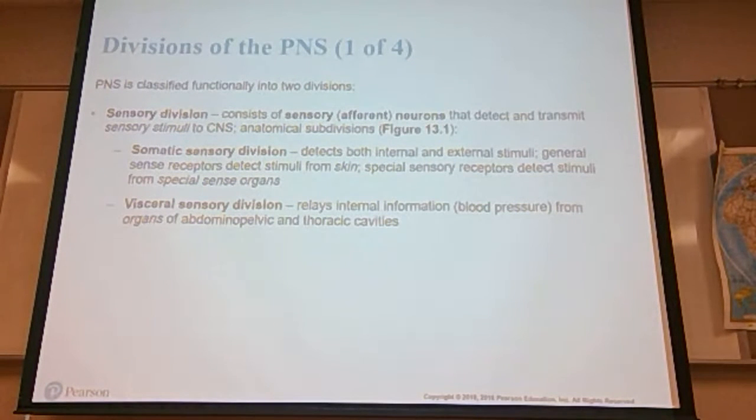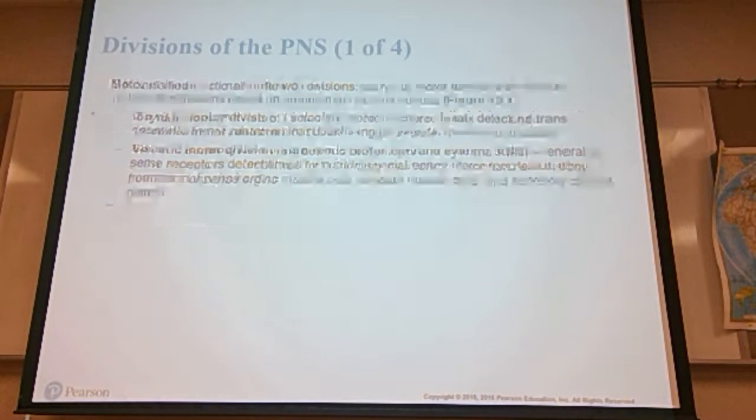So the somatosensory division detects both internal and external stimuli. General sense receptors detect stimuli from the skin. Special sense receptors detect stimuli from the special sense organs. Again, we talked about those special sense organs in the last chapter: taste, smell, sight, hearing, those things. Visceral sensory division relays information internally, such as blood pressure, from the organs of the abdominal, pelvic, and thoracic cavities.